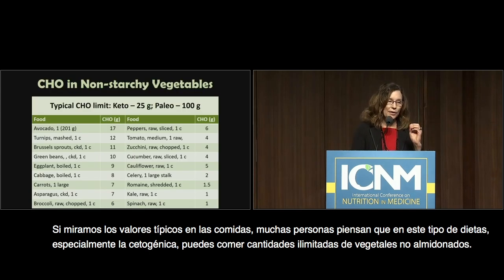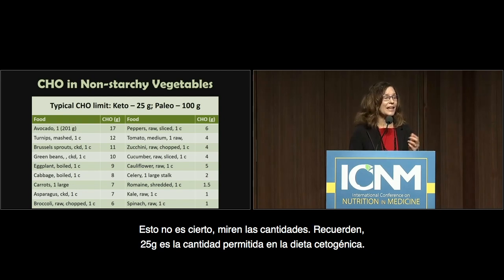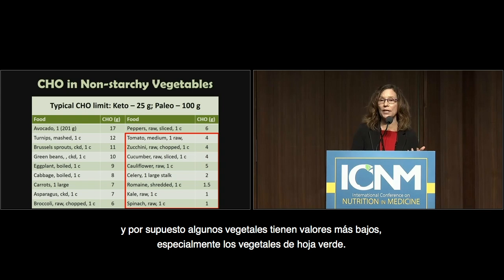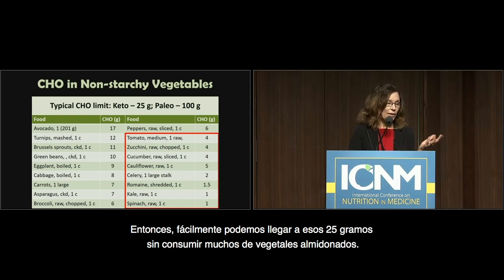So you can see why those are the predominant foods in a keto diet especially. Now, if we look at the typical amounts in foods, a lot of people think that in these kinds of diets, especially keto diets, you can eat unlimited amounts of non-starchy vegetables, and that's actually not true. Look at the amounts. Remember, 25 grams is your upper limit in a keto diet. Well, check this out. An avocado, 17 grams. Turnips, Brussels sprouts, green beans, you're looking at somewhere 10 to 12 grams. A lot of other veggies around the 6 to 9 per serving. And then some vegetables, of course, are much lower, especially the leafy greens. And so we can easily get to that 25 grams, not consuming that many starchy vegetables.